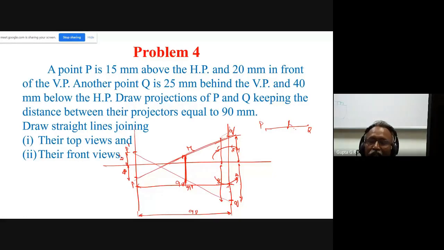And any point dividing these two in the ratio 2:3, suppose some S is there. Again, if you take a point like that, it will come like this. So all points on the line, the front views and top views, come onto the same projector only. So this projection of line PQ is the projection of small p and small q joined together in the top view and front view. Am I clear? Yes, sir.